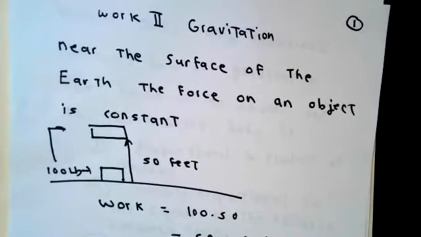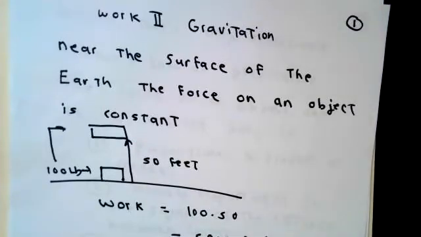The next type of work problem that I want to think about has to do with gravity. Now, in previous courses, you've probably worked problems like this. You've got an object sitting on the ground. It weighs 100 pounds. That's the force due to gravity that's acting on the object. You lift it 50 feet straight up in the air. The work done is the force, which is the weight multiplied by the distance. So you end up with 5,000 foot-pounds.